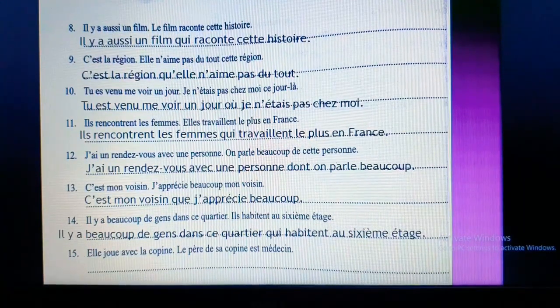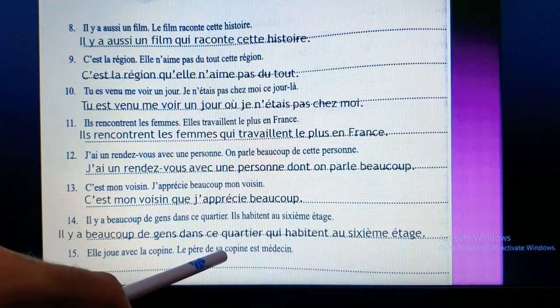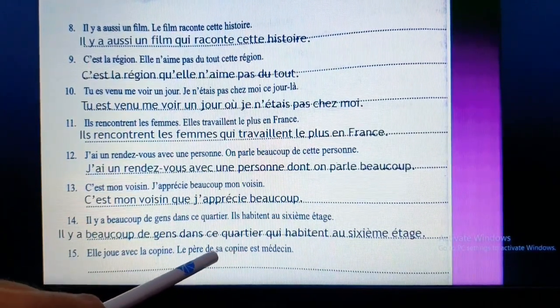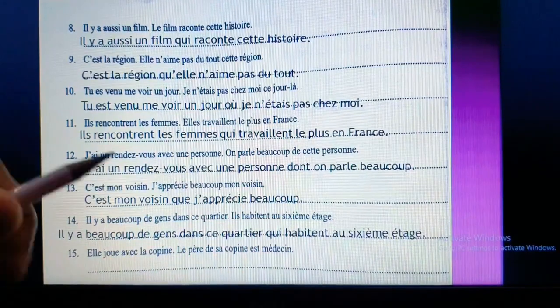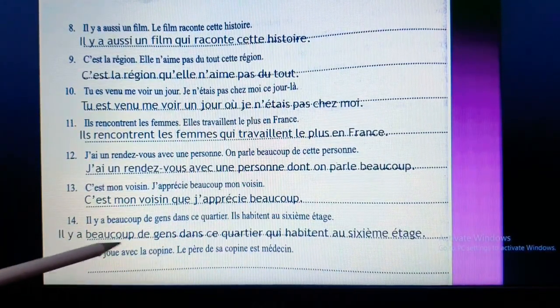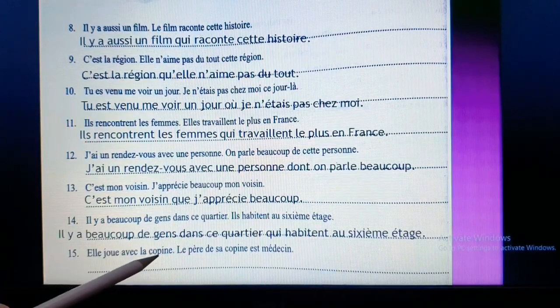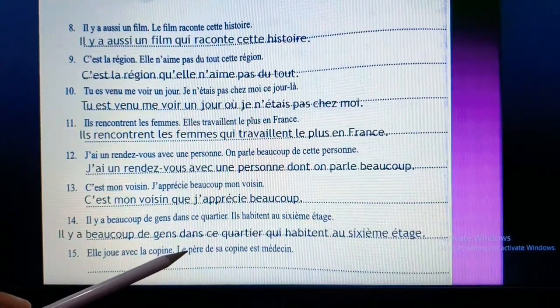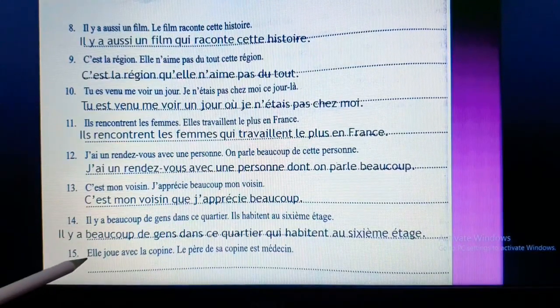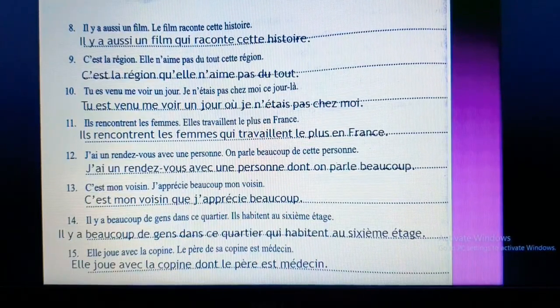Okay. Elle joue avec la copine. Le père de sa copine est médecin. So, now, la copine de sa copine. So, we know it, like, this will be replaced by dont, but it tells us the relation between elle, that is she, copine, friend, the father of her friend. So, elle joue avec la copine dont le père est médecin.